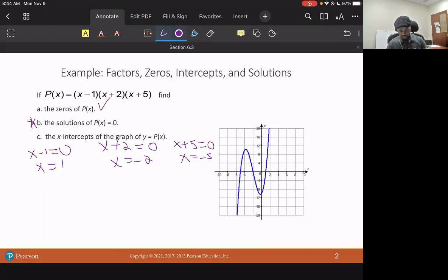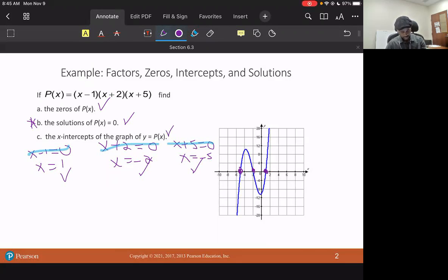The solutions, we set all those factors equal to 0. That's what we just did here, everything set equal to 0. So those indeed are our solutions. Now graphically, we look at the graph. We've got an x-intercept at x equals negative 5, check. We've got an x-intercept at x equals negative 2, check. And then we have another x-intercept at x equals 1, check. So we've identified all our x-intercepts.